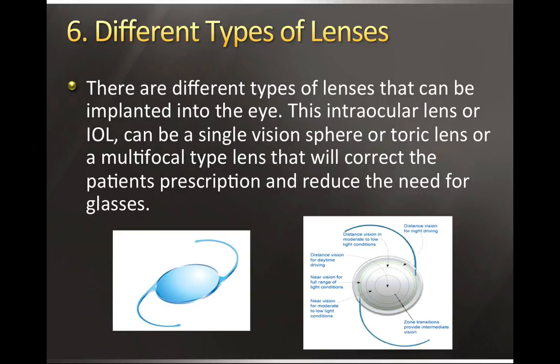There are different types of lenses that a patient can have implanted in their eye. One on the left is just the single vision, which can be a sphere or also a toric lens. And on the right is a multifocal lens, which has rings for both center and near distances.